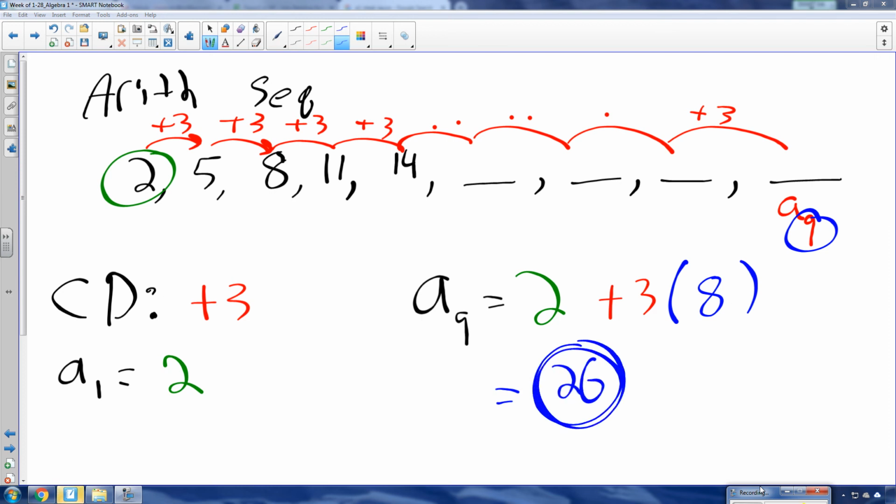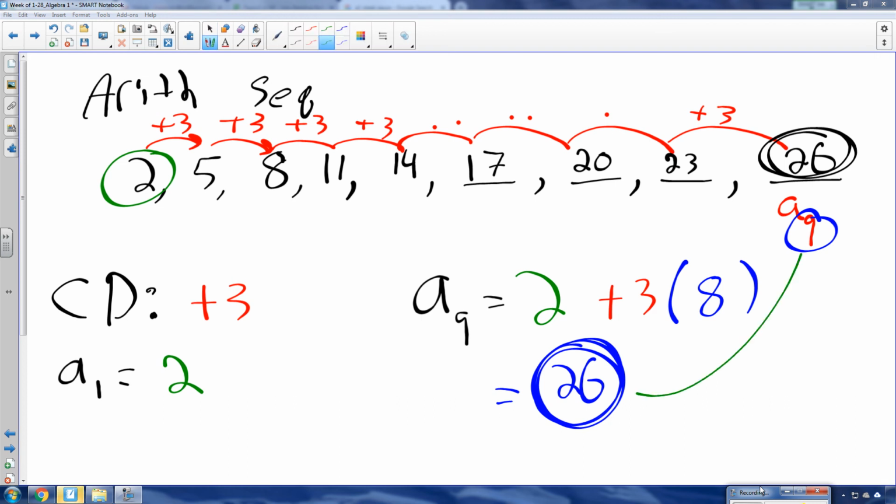Now check it out. Let's say you did this. You got 17, you got 20, you got 23, and you got 26. Isn't this pretty fancy, right? 26 and 26, either way you do it, you got 26. Remember, if there are 9 numbers, there are 8 spaces. That's why you use n minus 1.